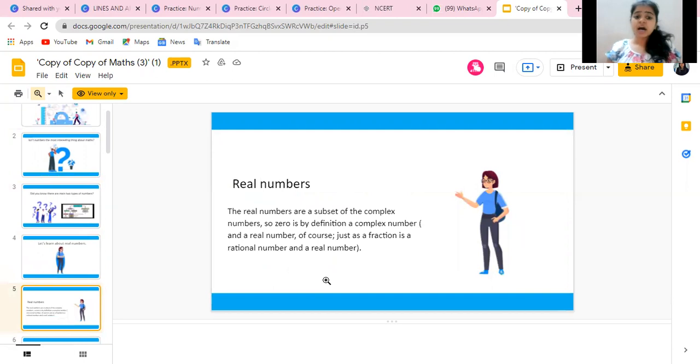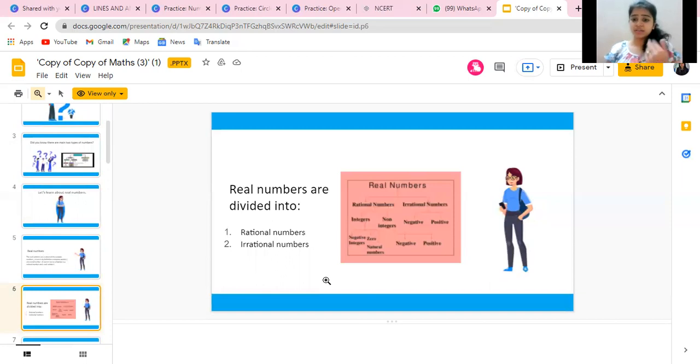Real numbers are a subset of the complex numbers. Okay, so 0 is by definition a complex number and a real number also. We'll now see that a fraction, as it's written here, is a rational number and a real number. Fraction is also a rational number, which is a subcategory of real numbers. So we'll call a fraction a rational number as well as a real number.